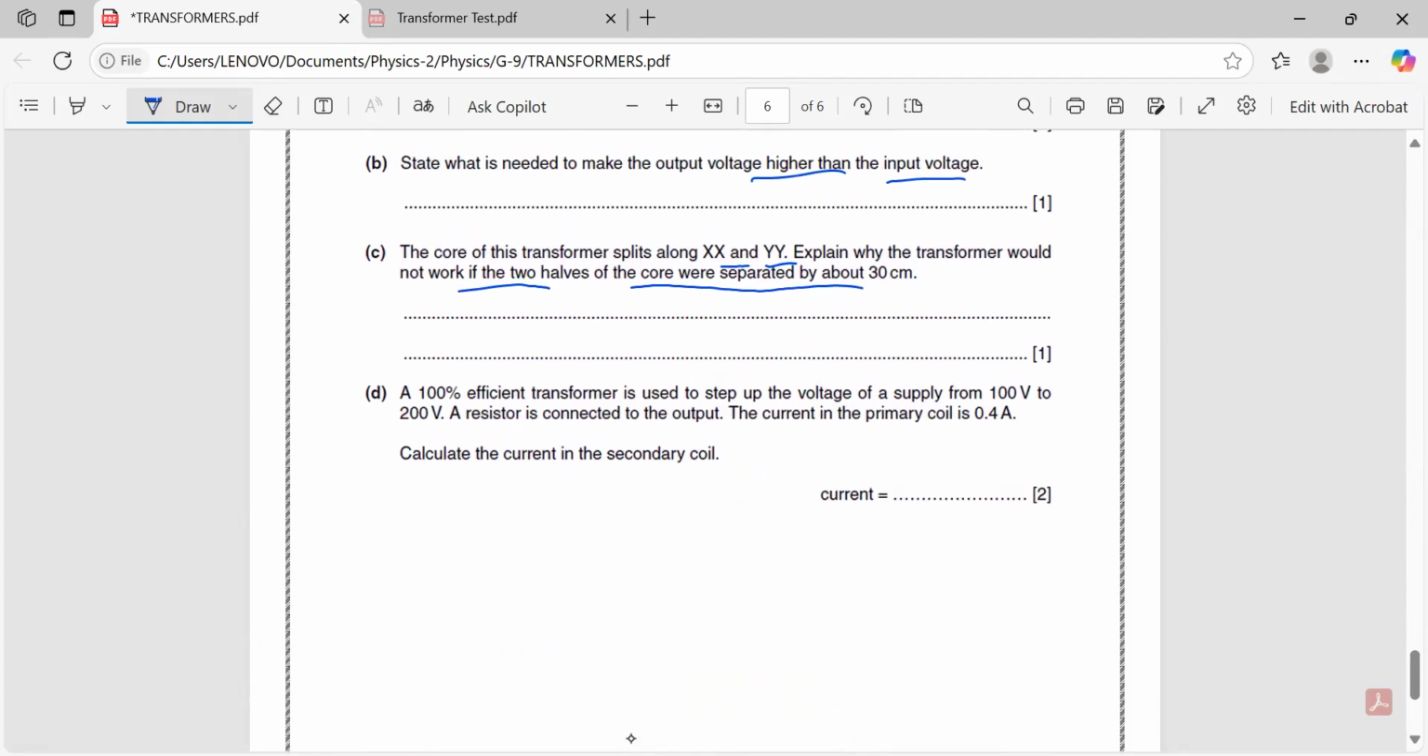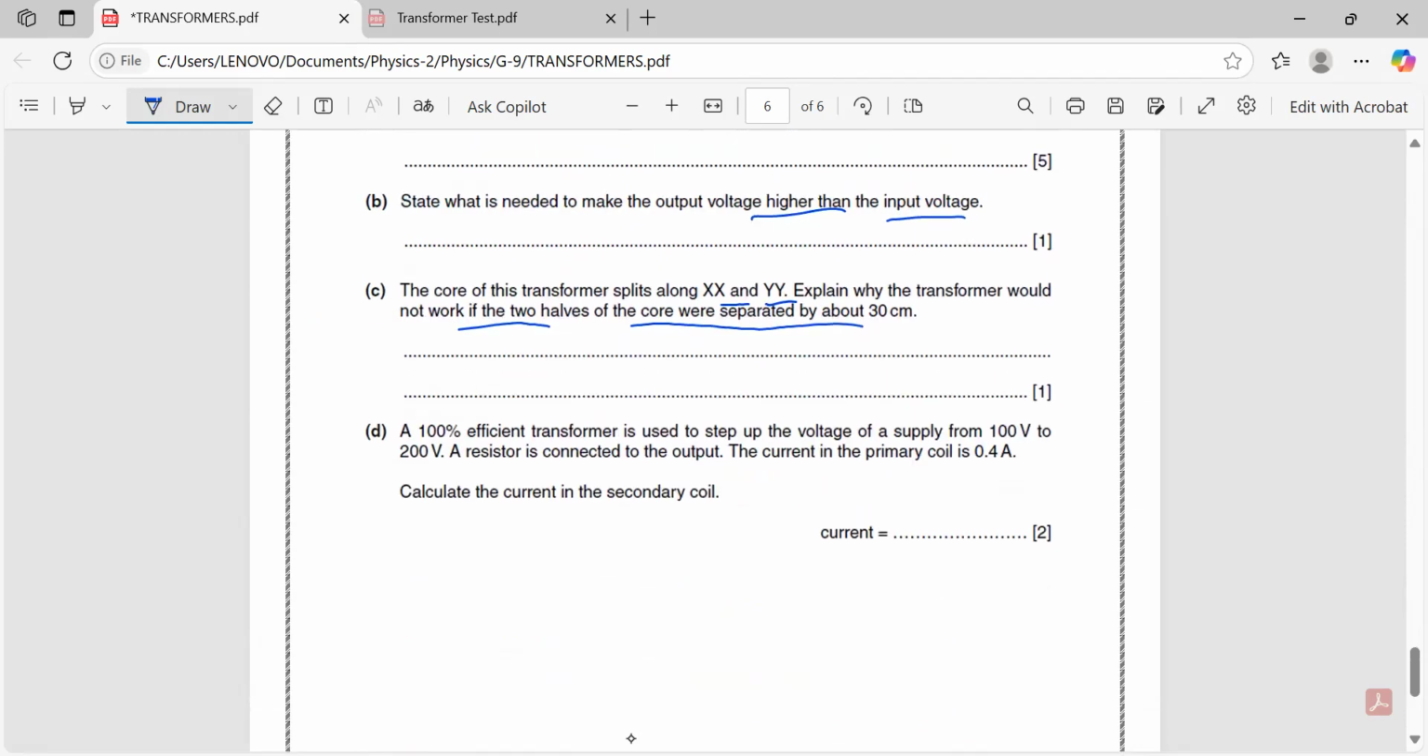The last part of this worksheet and this question is that a 100% efficient transformer is used to step up the voltage of a supply from 100 volts to 200. Like this is VP here and this is VS here. The current in the primary coil is 0.4 ampere. Calculate the current in the secondary coil. So IS is needed. So very easy again, VS IS is equal to VP IP. Put the values in this equation, you will get the answer.